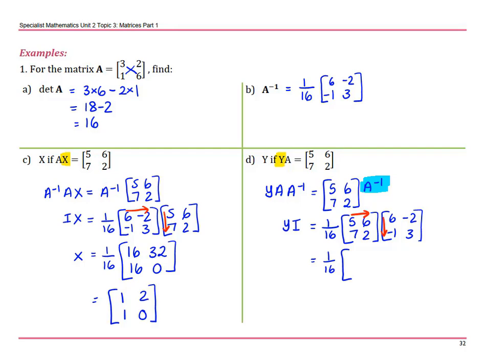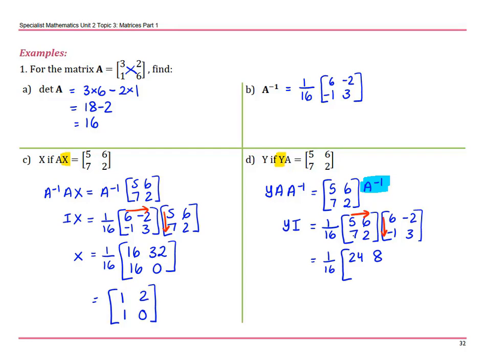Okay, so we've got 5 times 6 is 30. 30 take 6 is 24. Cross the row down the next column. 5 times negative 2 is negative 10. Negative 10 plus, a second, 5 times negative 2 is negative 10. Negative 10 plus 18 is 8.